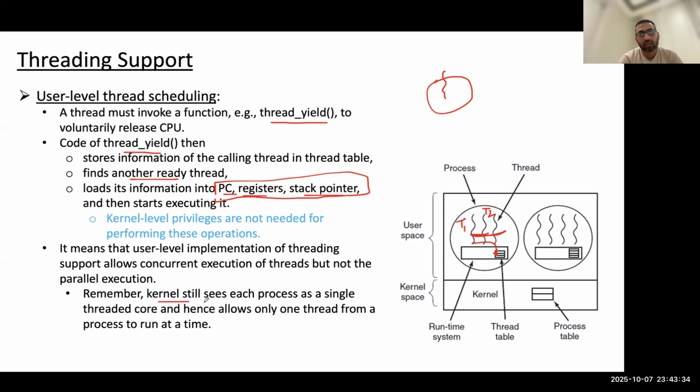Also, remember that the kernel still sees each process as a single threaded process, and hence it allows only one thread from a process to run at a time. Since the kernel sees each process as a single thread, it allows only one thread from a user process to run at a time. So parallel execution of two threads from the same process is not possible when you implement the threading support at the user level. Okay. Let me stop here because we are running out of time.